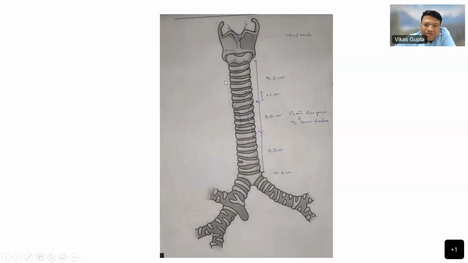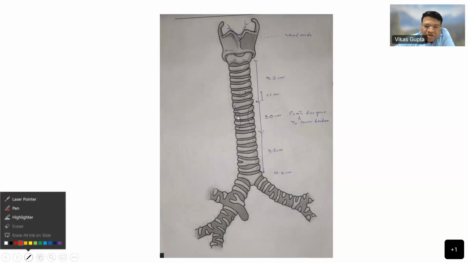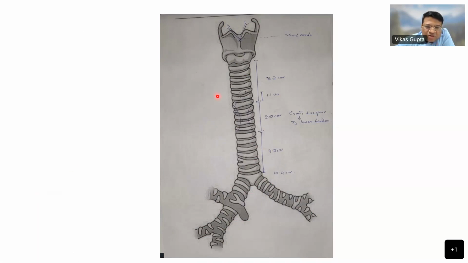So this is how one should be documenting the results or the findings of the endoscopic assessment. This is the true cord. From that, this is the stenotic segment which you are seeing. So the length of the stenotic segment is 3 centimeters, and from the lower end of the stenotic segment to the carina, that is 4.2 centimeters. So that is how we measure.